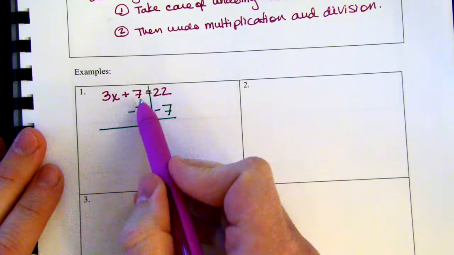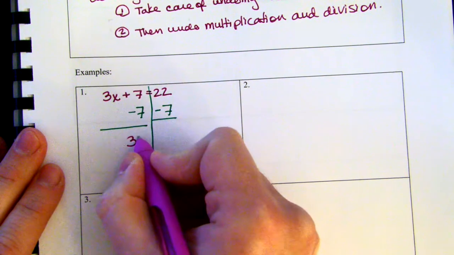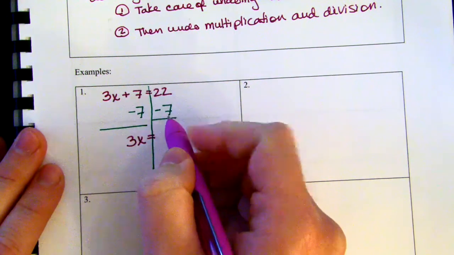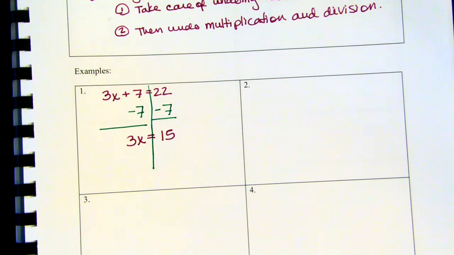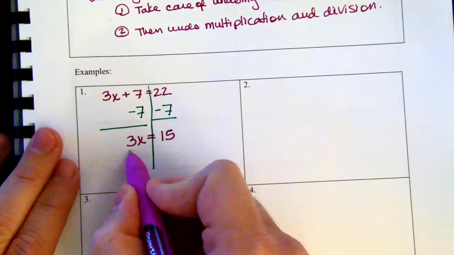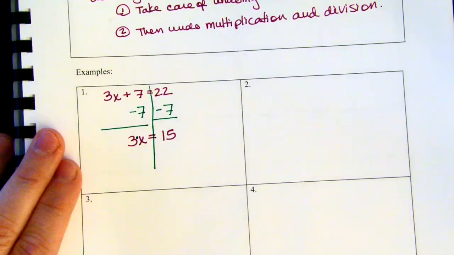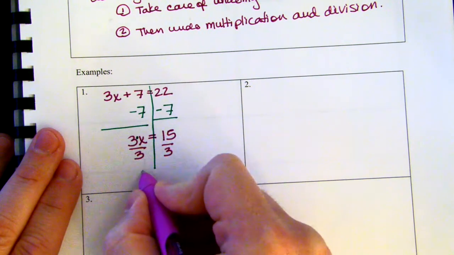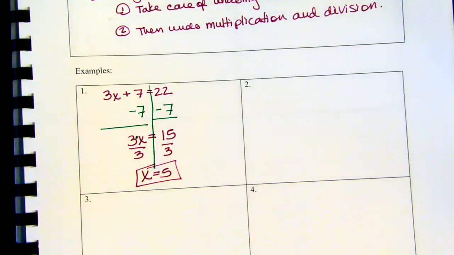When I do that, the 7's cancel on the left side, leaving me just with 3x. And on the other side, 22 minus 7, you'll go to your calculator to do that if you need to, you're going to get 15. I think you know how to finish this. What do we need to do to finish this problem? We have a multiplication problem over here. If you need to put the little dot in there, we'll do that. But we're going to solve this by dividing both sides by 3. And we're going to get x equals 5. And that's our first two-step equation.